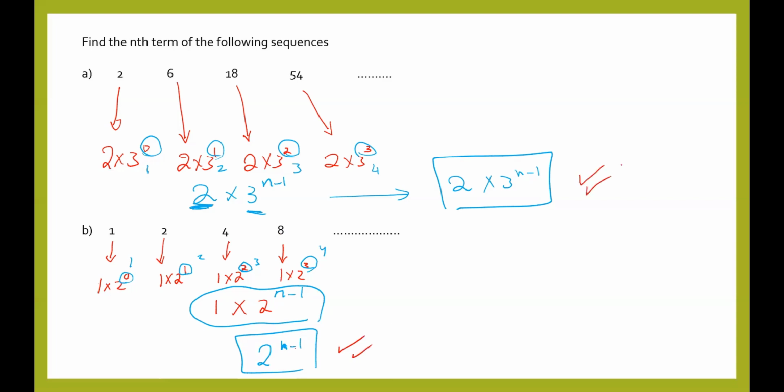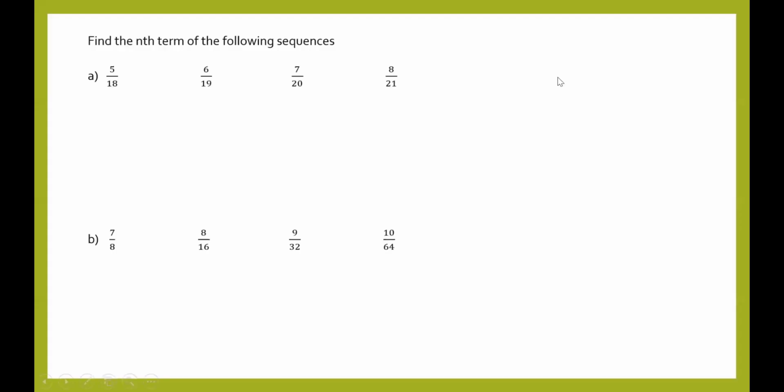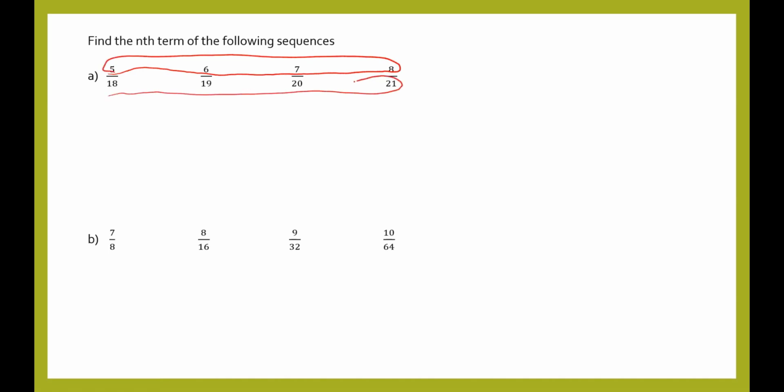This is regarding the exponential sequence. Now we're going to move to the rational sequence. As I mentioned at the beginning of this video, to find the nth term of a rational sequence, you take the numerators as a separate sequence and try to get the nth term for them. You do the same thing for the denominators, considering them as separate sequences.